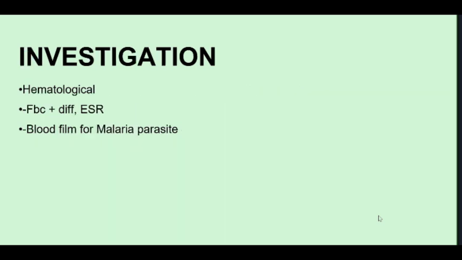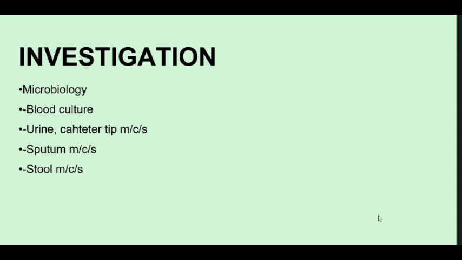Now, after your evaluation, after your history and examination, you want to run several investigations on these patients to find out what's actually going on. And I'm taking this based on different departments. For hematology, we want to do a full blood count and differential, where we're looking at the white blood cell counts, the platelet counts, and also the hemoglobin level of these patients. We'll look at the ESR: is it elevated or is it reduced? We'll look at a blood film also for malaria parasites to point out malaria fever.